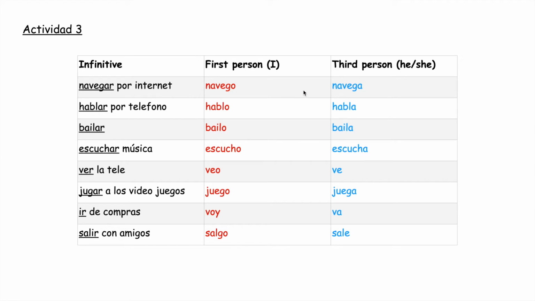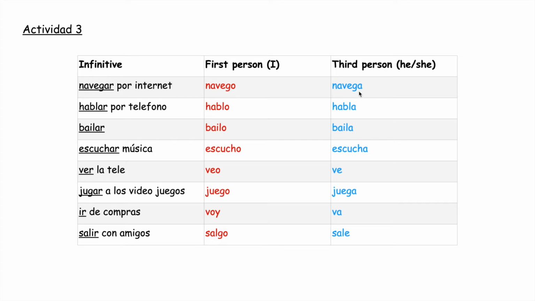Navego por internet. Similarly, I speak on the phone. Hablo por teléfono. I dance. Bailo. I listen to music. Escucho música. Okay? So those O's on the end tell you that it's I who is speaking.